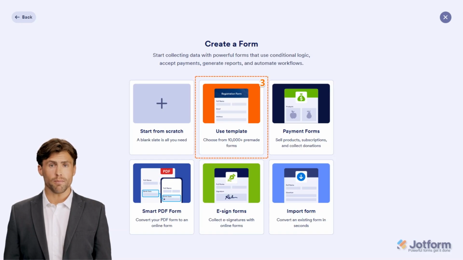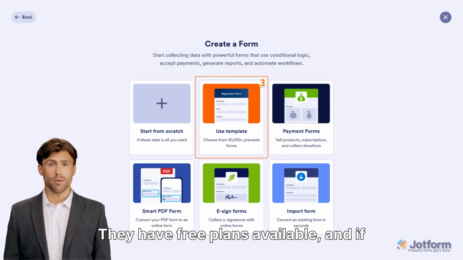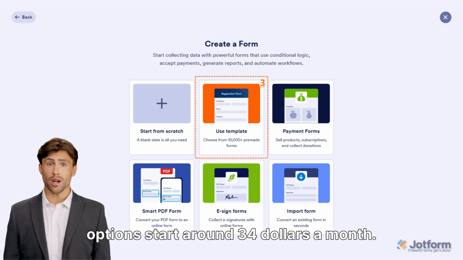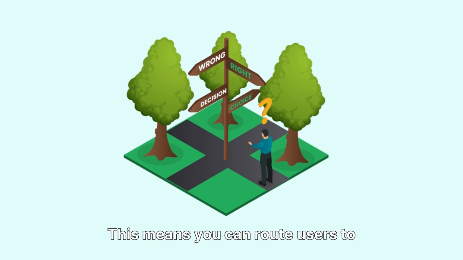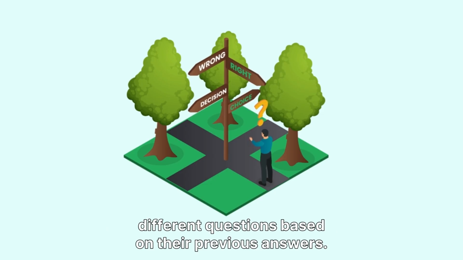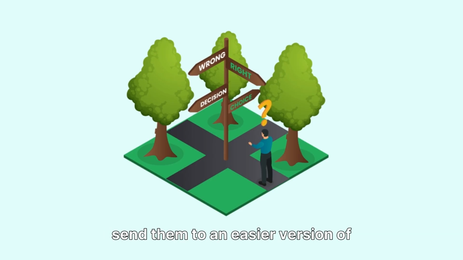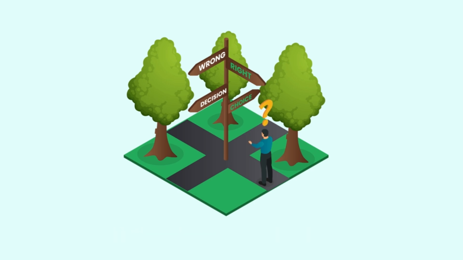First up is Jotform. You might know them for basic contact forms, but their quiz maker is powerful. They have free plans available, and if you ever need to scale up, paid options start around $34 a month. The killer feature here is conditional logic. This means you can route users to different questions based on their previous answers. If they get question 1 wrong, you send them to an easier version of question 2. That creates a personalized path.